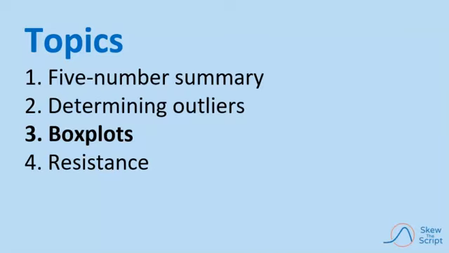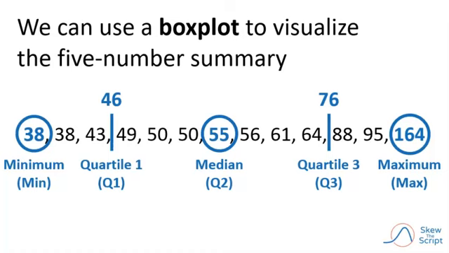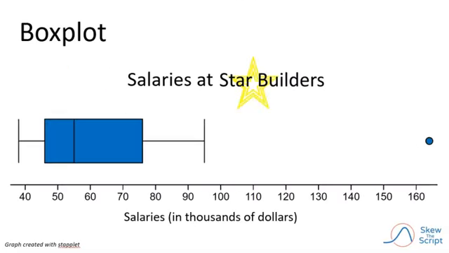Now that we know our 5-number summary and we know how to find outliers, we're ready to make a box plot. A box plot is a way to visualize the 5-number summary. Specifically, we're going to take these 5 values and our outliers, and turn them into a box plot that looks like this. And you can see those 5 numbers on this box plot.